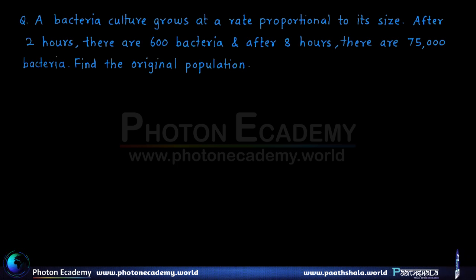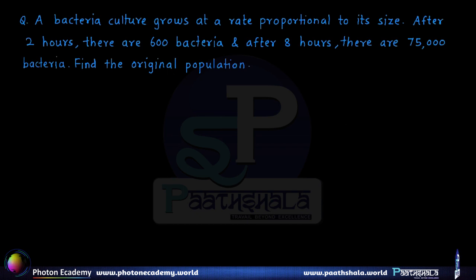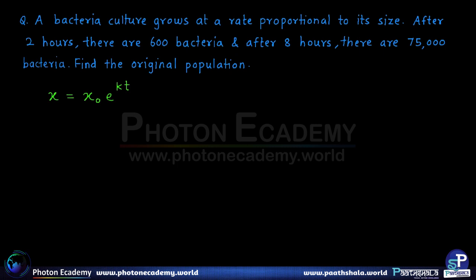Now here since it's given that a bacteria culture grows at a rate proportional to its size, clearly that is a case of exponential growth, and we know the solution of this particular situation, so we write that directly. There is no need to derive here. So if x represents the bacteria population at any instant t, it will be given by x0 into e raised to kt, where x0 is the initial population, and in this case we have to find out what is the initial population itself, for which we are given some additional conditions.